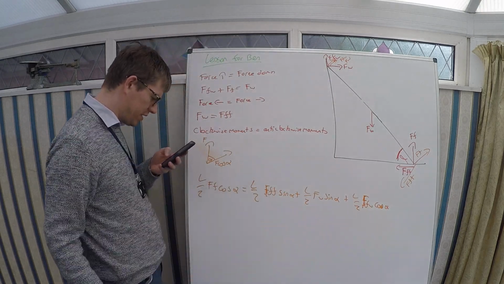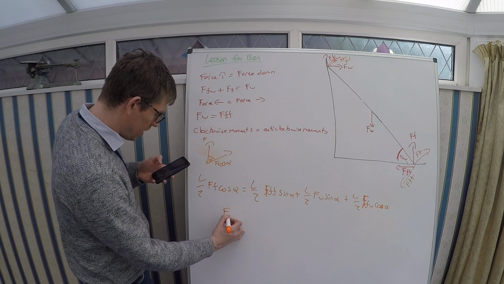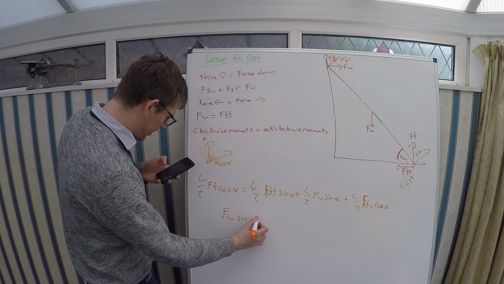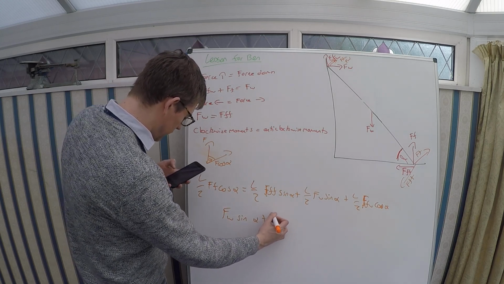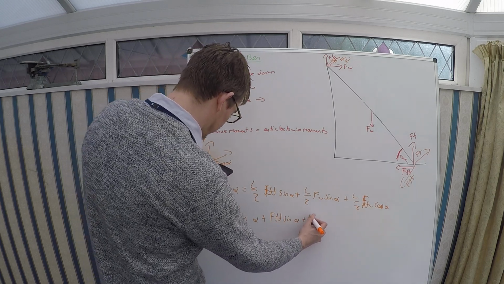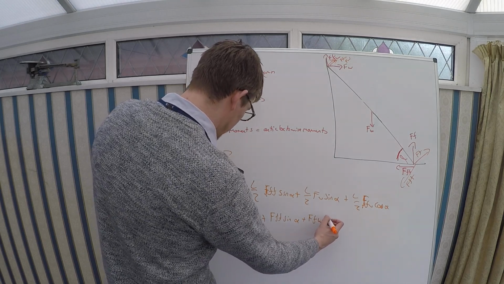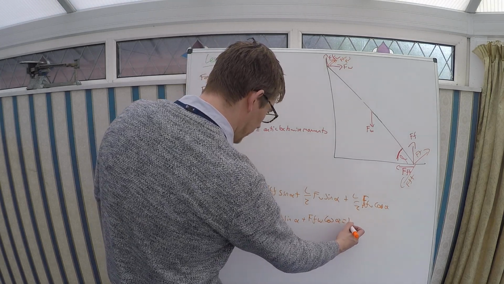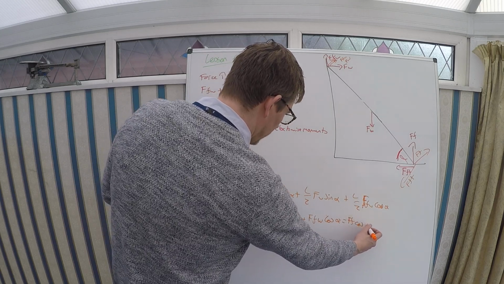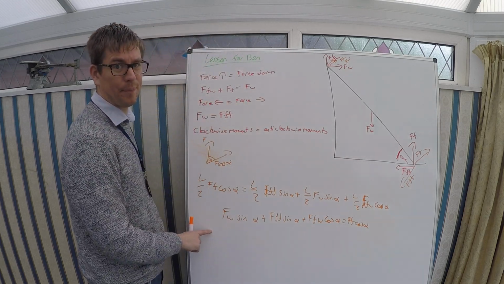You can get rid of all the L over 2's and simplify, and that will give you the force of the wall sine alpha, add the force of the friction of the floor sine alpha, add the force of the friction of the wall cos alpha, is equal to the force of the floor cosine alpha. So you get to this point here.